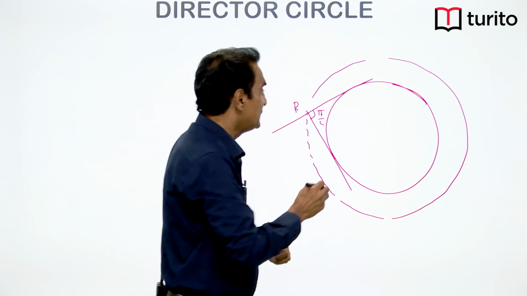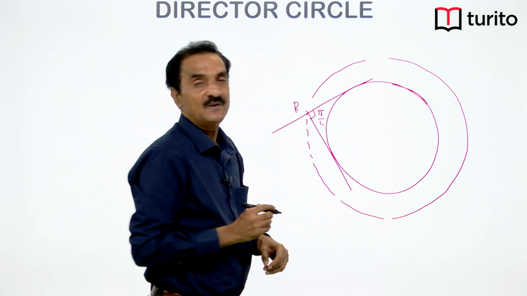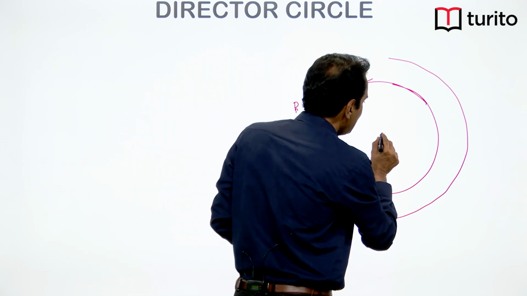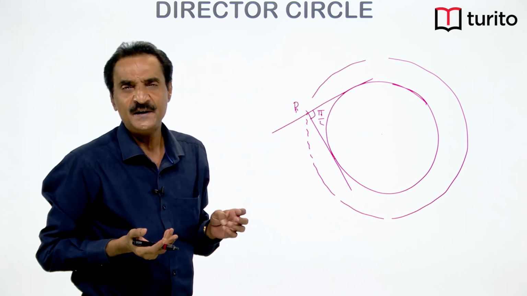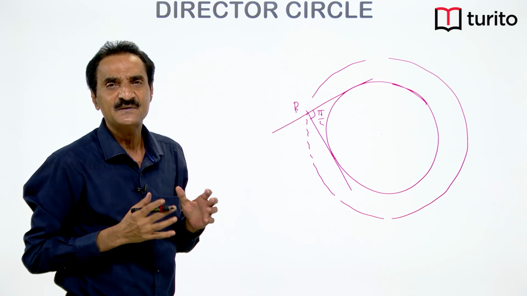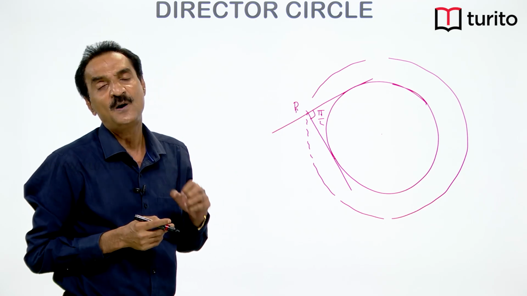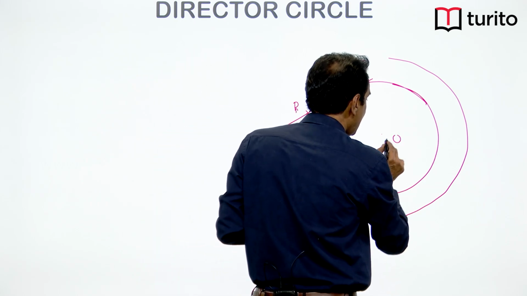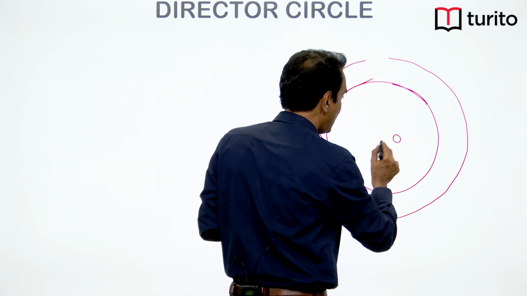Okay. Now, how to find the equation of the director circle? Let us see. For proving or for finding the formulae for this kind of concepts, we use the short form of a circle. Let us take a circle with center 0 and radius r.